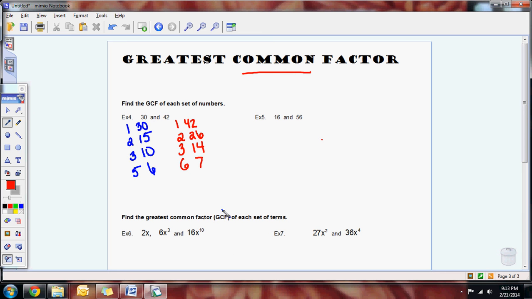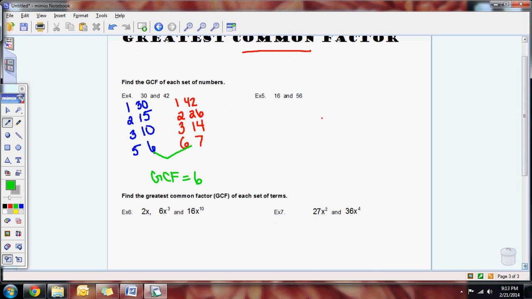So you've got all of your factors listed out. What we're going to do is compare our list. We're going to find the biggest number that they have in common. So the biggest number they have in common is a 6. So your greatest common factor for 30 and 42 is going to be 6. Alrighty. Now have you guys try example number 5 and call me over when you've got that. Pause it if you need to.